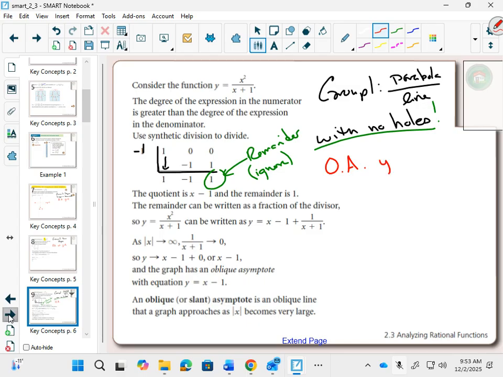Your oblique asymptote is just going to be from here, x minus 1. Even if your remainder was 1 billion, ignore it. That's where my oblique asymptote will be. And you would graph that. And again, the textbook goes into a nice extra long explanation of why it happens, but you just need to know how to find it. Nice and simple that way. So we do our synthetic division, ignore the remainder. What you're left with is your oblique asymptote.